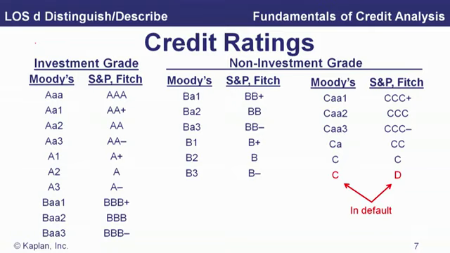And then over here on the right-hand side, we have C and D ratings. These are bonds that are already in default. These are bonds here that are very risky, considered to have the highest default risk of falling into a C or D rating in default. I like the S&P's D rating because D stands for default, and I find that easy to remember.